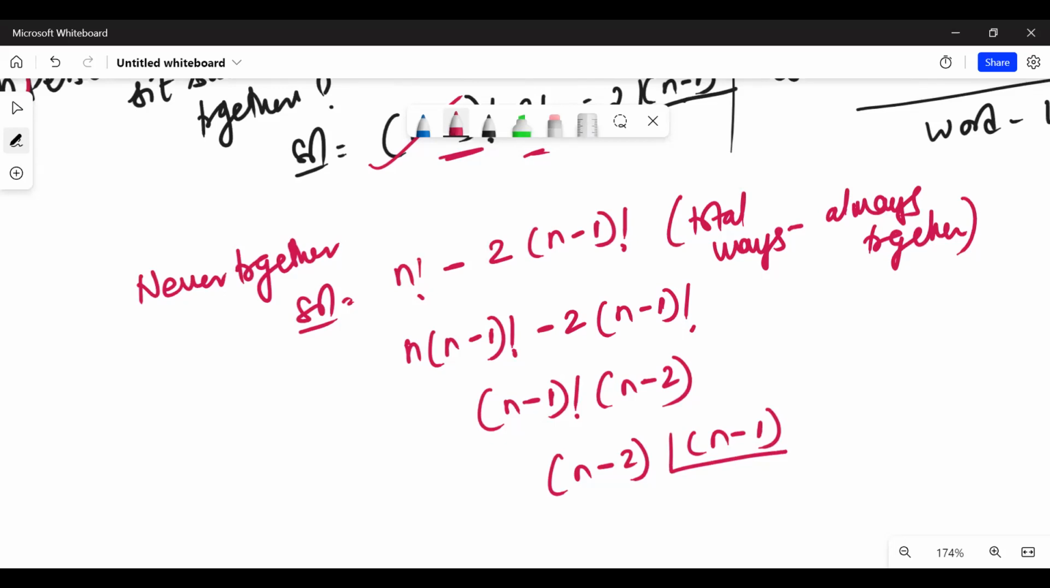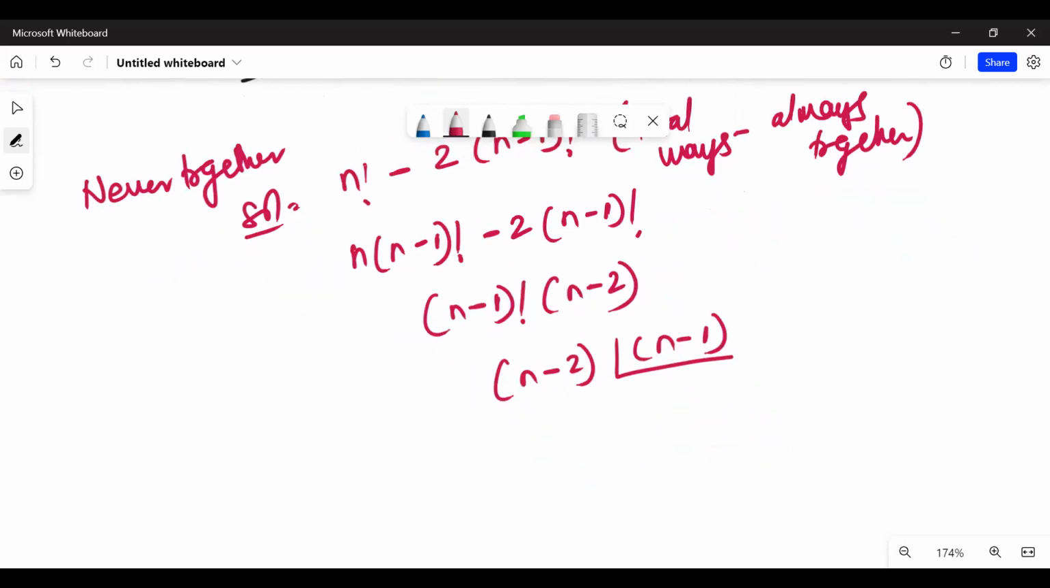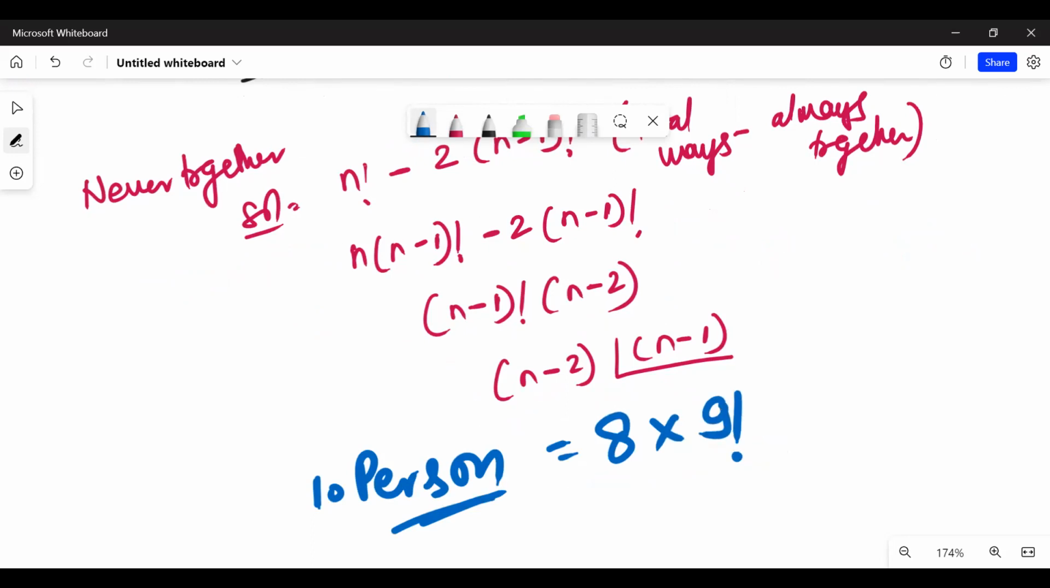No, sir. In place of this, if I would give you 10 persons who want to sit in a chair such that two particular persons are never together, your answer will be 8 into 9 factorial. Same way, just put n is equal to 10. This is a formula, like I just now made a formula. You just need to remember this formula.